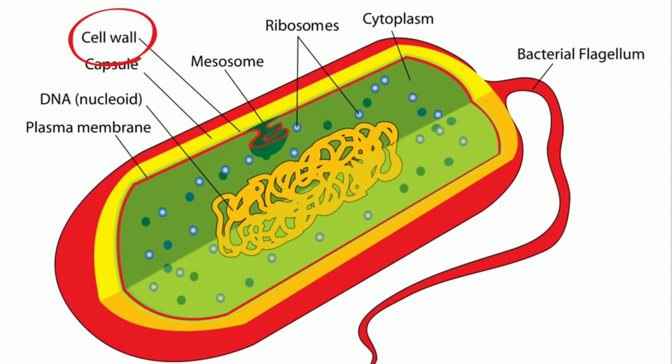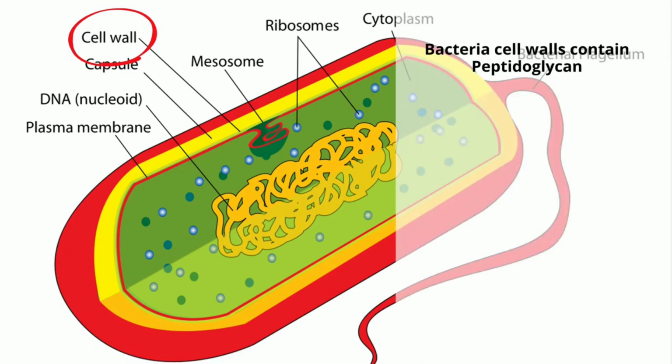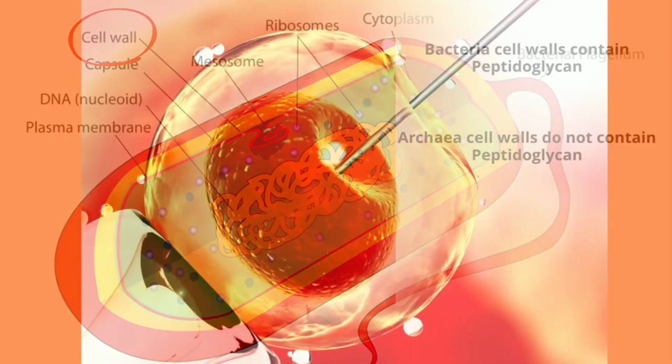3. Cell wall differences. Both Archaea and bacteria typically have cell walls, but their composition differs. Most bacteria have cell walls made of peptidoglycan, a polymer unique to them. Archaea, however, lack peptidoglycan. Instead, they may have cell walls made of pseudopeptidoglycan, proteins, or polysaccharides. This distinction is important because many antibiotics such as penicillin target peptidoglycan synthesis, making bacteria vulnerable but leaving Archaea unaffected.